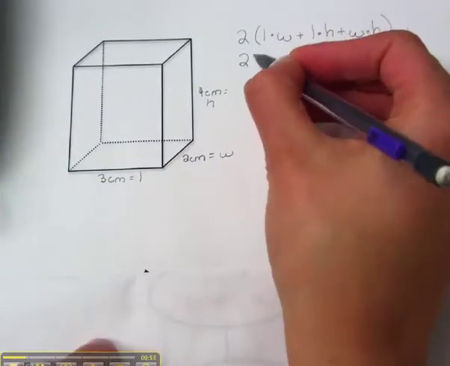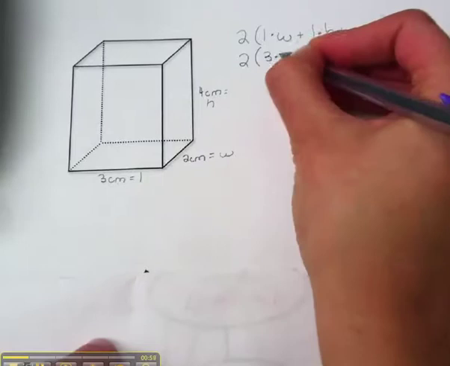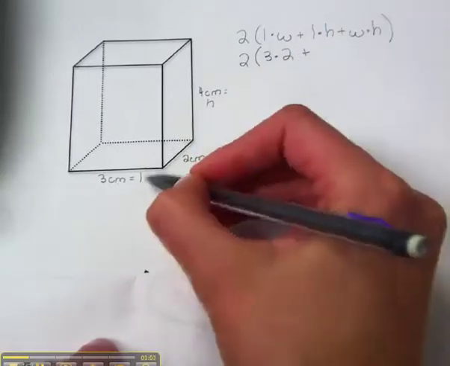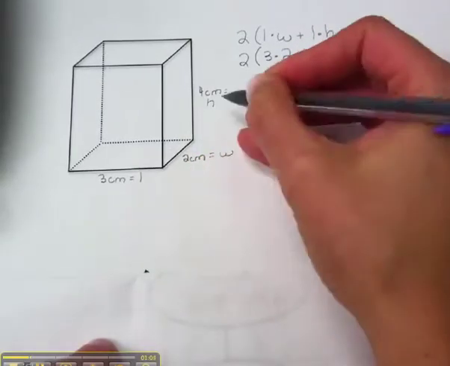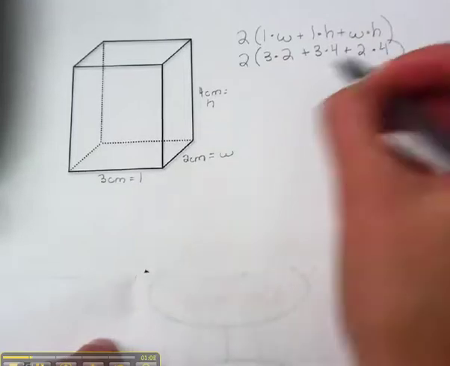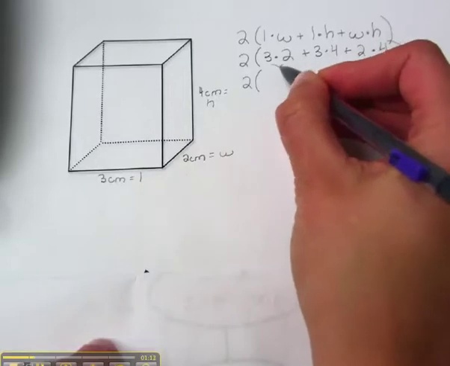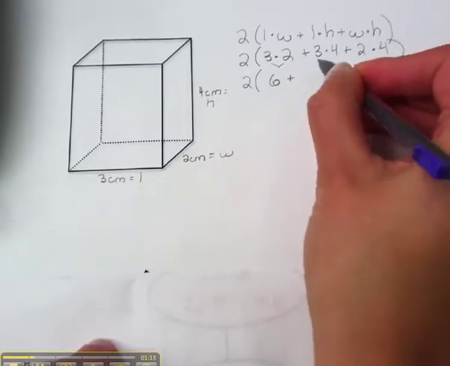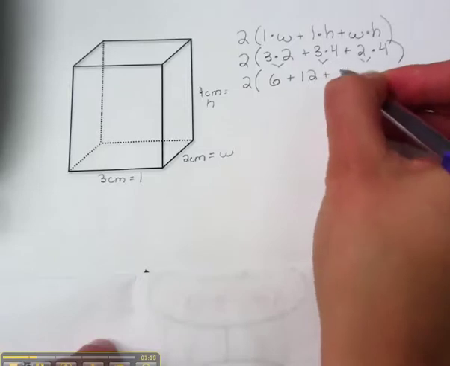So my formula is going to be 2 times the quantity of my length times my width, 3 times 2, plus length times height, 3 times 4, plus width times height, 2 times 4. All right, I'm going to rewrite it now and simplify it. 2 times the quantity of 3 times 2 is 6, plus 3 times 4 is 12, plus 2 times 4 is 8.